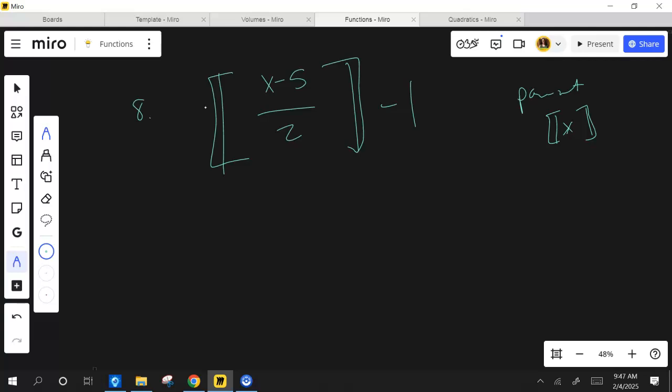So the transformations from the parent function, I swear I just saw my Python. Did I? I think I did too.